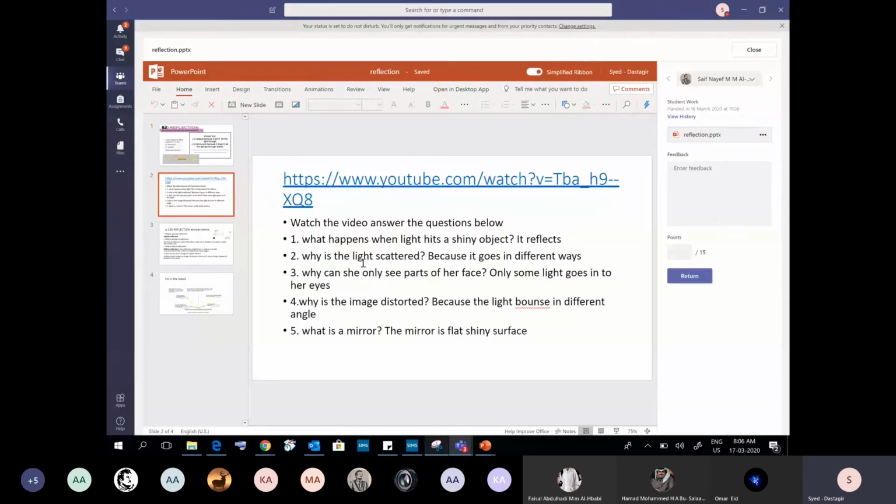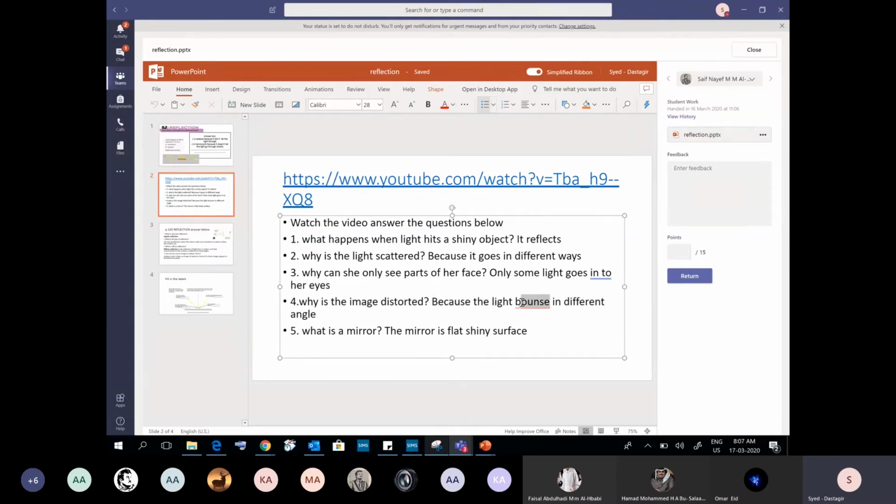Now, he watched the video about light. It says what happens when light hits a shiny object? It reflects. Yeah. Why is light scattered? Because it goes in different ways, or I think it means directions. Why can she only see parts of her face? Only some light goes into her eyes. Okay. Why is the image distorted? That means blurred or muddled up. Because the light bounces at different angles.